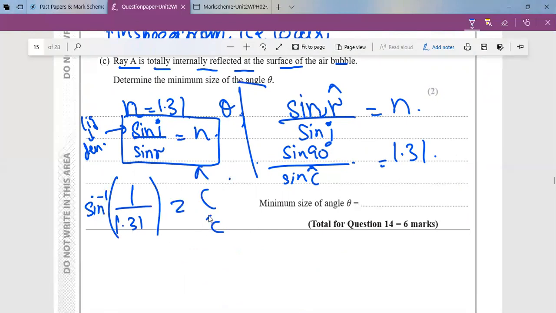Can you give me the answer to this? Oh, maximum. Oh, yeah, minimum size of the angle. Sine inverse of 1 upon 1.31 is?